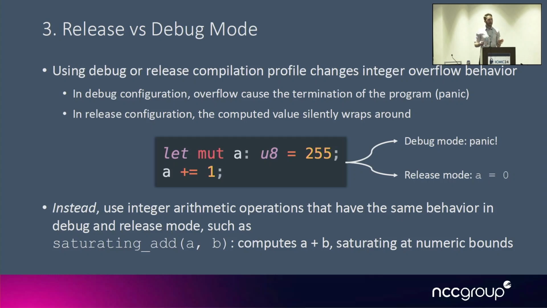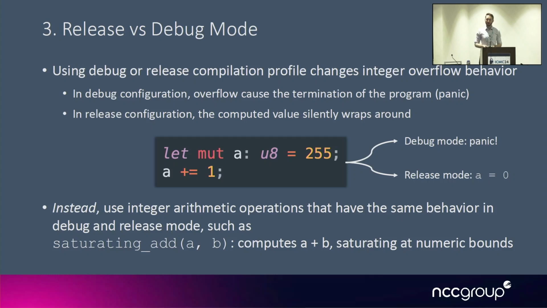Specifically, when compiling in debug mode, if we encounter an overflow, this will cause the termination of the program, which is very handy when you're writing tests, when you're just running your code on your machine. But in release configuration, the computed value will wrap around. As an example, if we have this value A here, which is an unsigned 8-bit integer, we assign it the value 255, and then we add 1. In debug mode, we would have a panic. But in release mode, A would be equal to 0. You can imagine how having discrepancies here could lead to issues in real life.